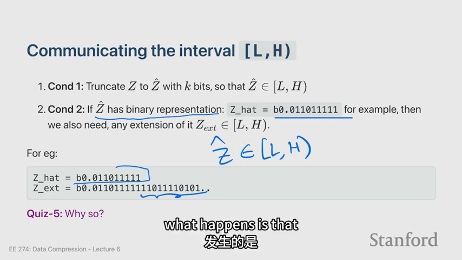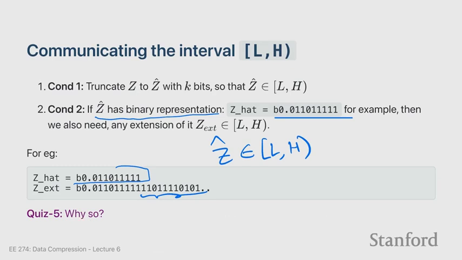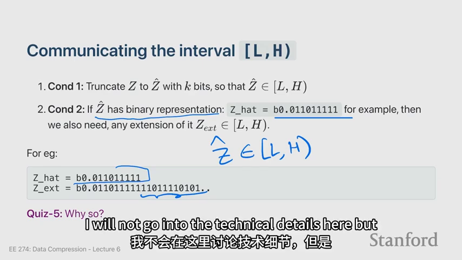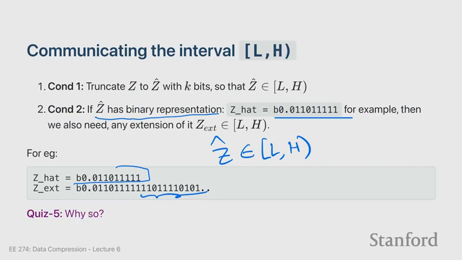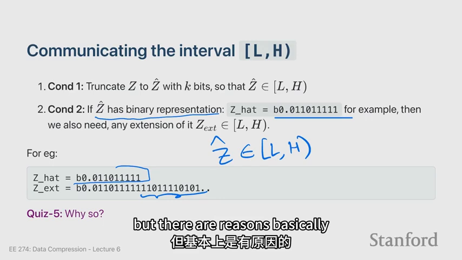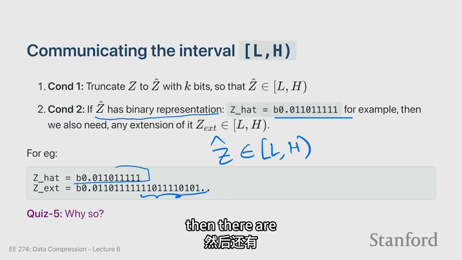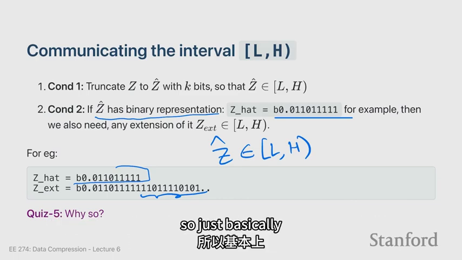Otherwise there can be doubts about how to exactly decode this. I will not go into the technical details here, but last year we had a homework question on this, it was very hard, we made a mistake and then students made mistakes. But there are reasons. If you don't do this correctly, then there are edge cases where the decoder will make the wrong decisions.